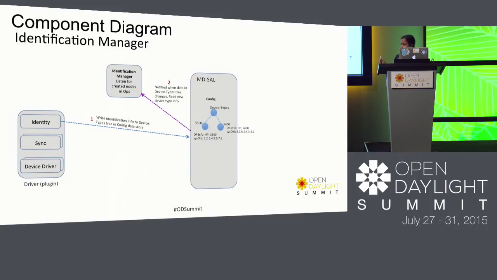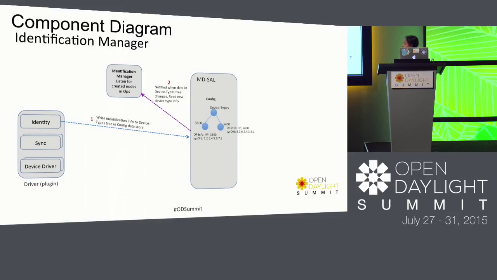So this is a simple picture. I have two pictures to describe the architectural flow. In this picture, I just want to highlight the main identification component. Okay, so the first one is the driver plugin. When the driver plugin gets installed, the driver plugin writes the device identification information. Say, if it is an HP 3800, then it is going to write the OpenFlow information specification for HP 3800, and then the object ID, some basic information, into a data store.